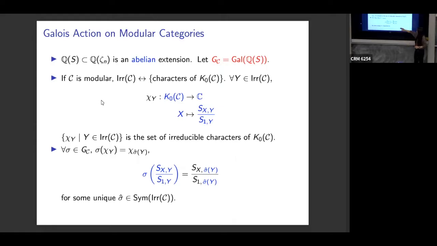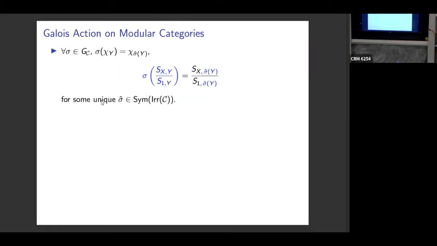So if we take sigma acting on this, S_xy divided by S_1y, there's a unique permutation on the simple objects such that it's like acting on the simple object y. So that's a Galois action on the entries of S. This is just copied down from the previous slides in case we forget.